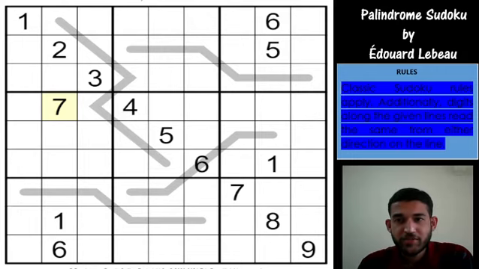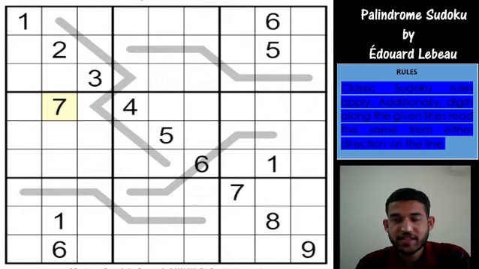You might have noticed that this is a change from our schedule. We have been posting a lot of classic Sudokus, so I thought let's take a deviation and post something different, because too much of anything might get a little bit boring. So I thought of doing this palindrome Sudoku for you guys. So let us start this Sudoku now.